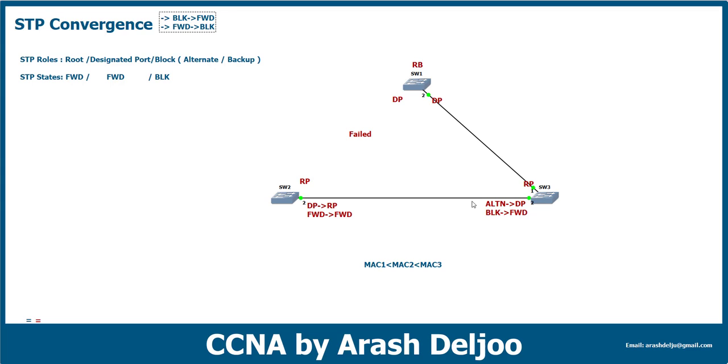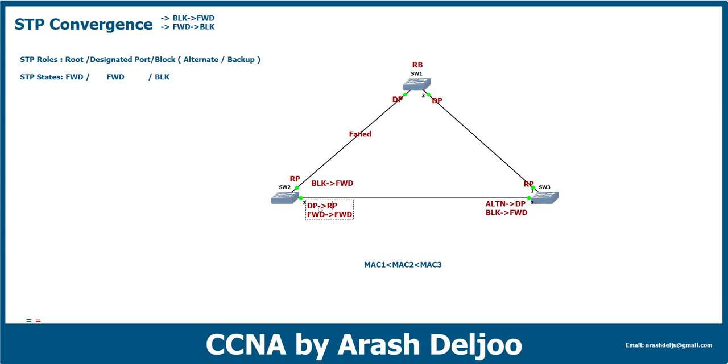Okay, for example, now this interface is forward. After some seconds, again this link will be enabled. When this link is enabled, you know that this interface, port 1 of switch 2, should change from block to forward, because this is now the root port. And again the question is how much time it takes to change the state from block to forward.